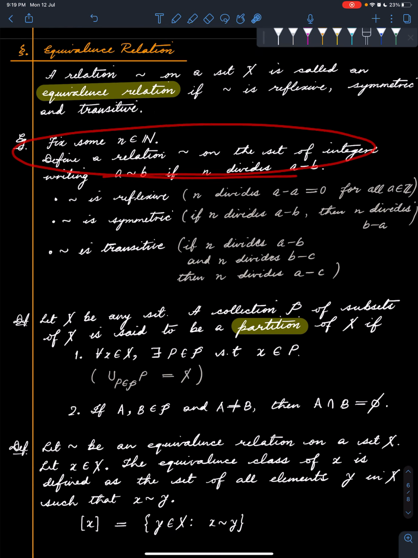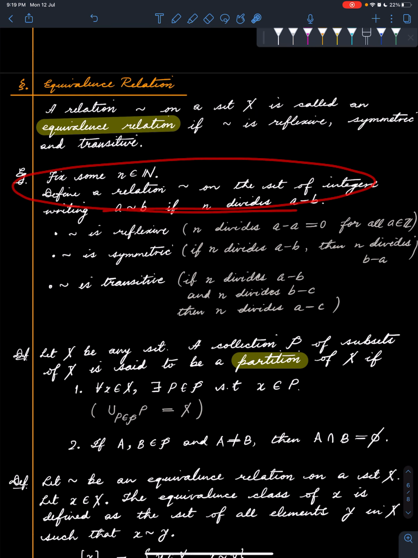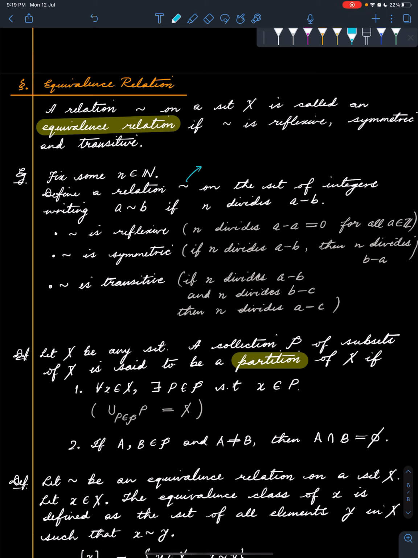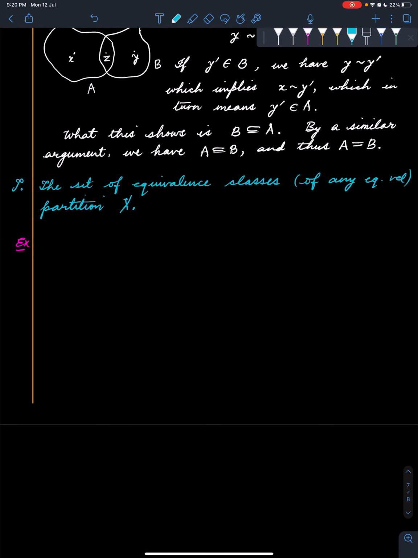So this is a relation. Let me call it the divisor relation. I don't know what the formal name for it is, but let me call it the divisibility relation for the purpose of this lecture, with respect to n. So what are the equivalence classes?